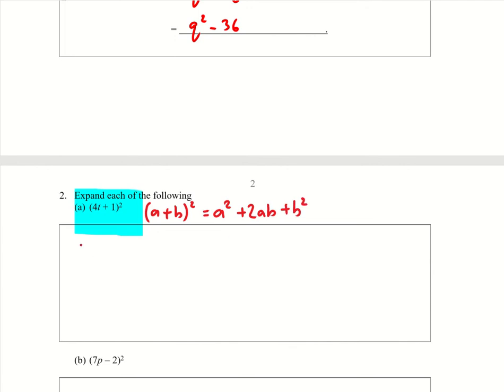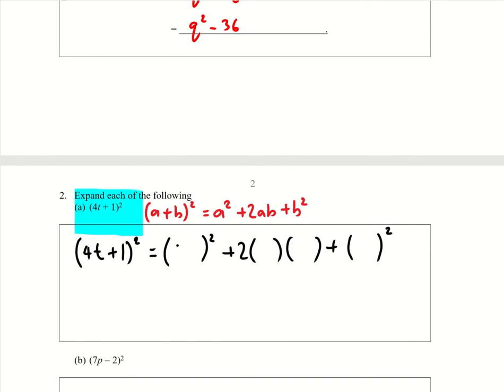So if I was to expand 40t plus 1 the whole thing square, I'll write down the question first. 40t plus 1 the whole thing square. So I will need my brackets. So a square, so bracket square, plus 2 bracket bracket, so 2ab, plus b square, so bracket square. And then I will replace the a and b with whatever is inside this bracket here. So your a is 40t and your b is 1. So 40t, 40t, 1, 1.